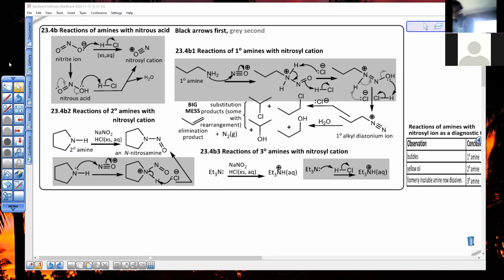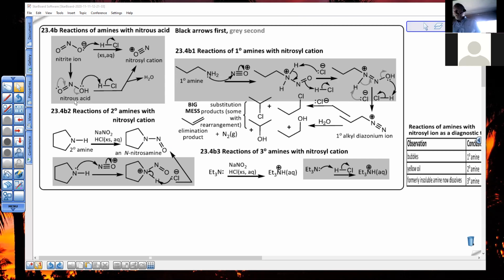Nitrous acid is the conjugate acid of nitrite ion. And when you want to do this reaction, you always start with nitrite ion. Nitrous acid is not a very stable acid. You cannot buy it and then use it. You must buy nitrite, which is relatively stable, and then use it. And to generate nitrous acid, HCl is used in excess. And the nitrite ion becomes nitrous acid.